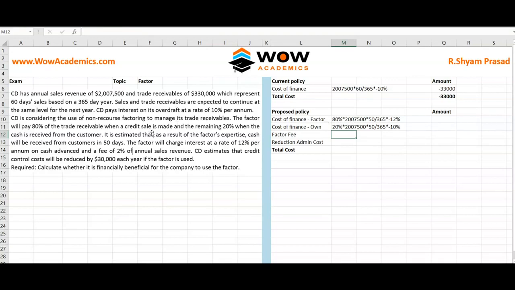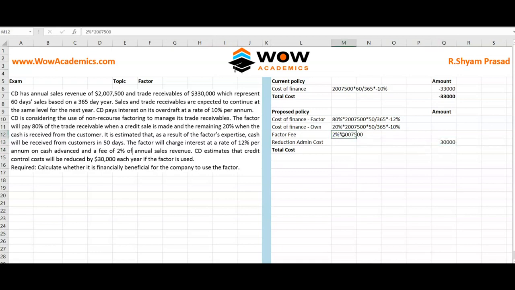So the factor will take a fee for managing all this, and it's going to be a fee of 2% of the annual sales revenue. So he will take 2% of the sales revenue. That's going to be 2,700. So he'll take this amount as his fee, and we have a reduction in admin cost. As it is a reduction in admin cost, we'll have a plus 30,000.